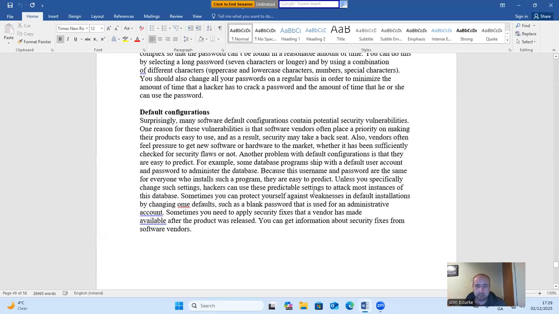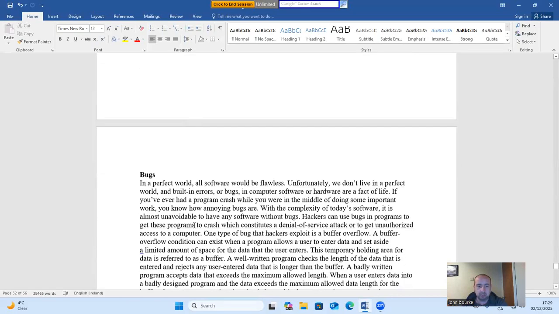Hackers can use some predictable settings to attack most instances of the database. Sometimes you can protect yourself against weaknesses in default installations by changing some defaults, such as blank passwords that are used for an override account. Sometimes you need to apply security fixes that a vendor has made available after the product was released. You can get information about security fixes from software vendors.